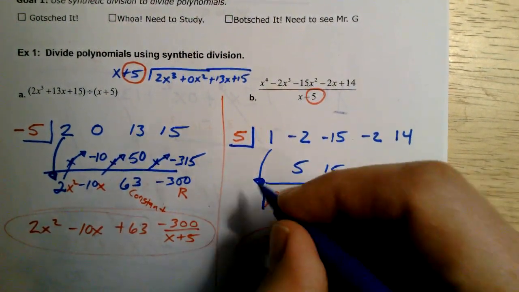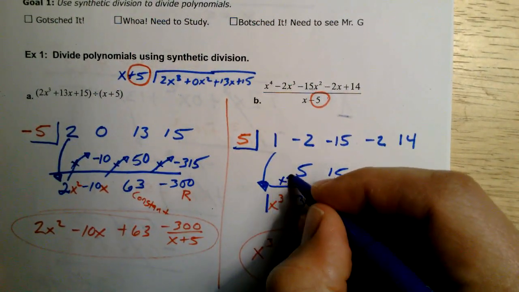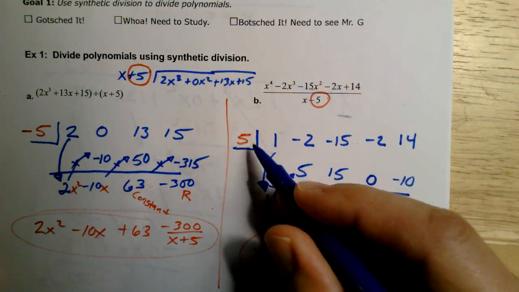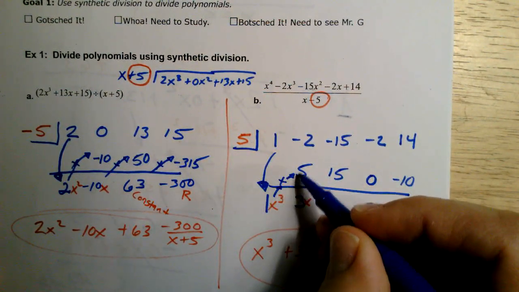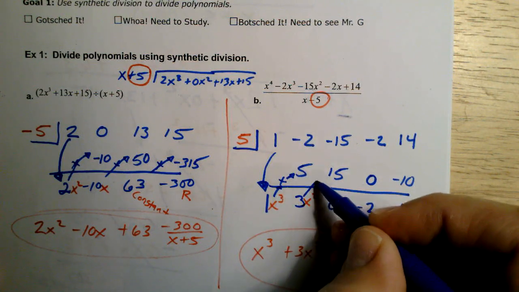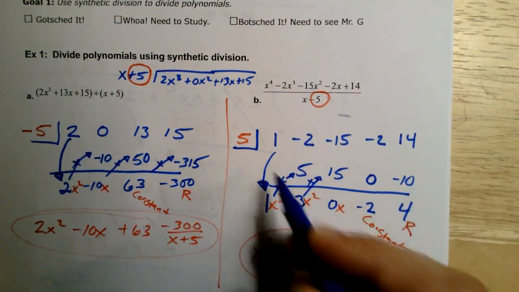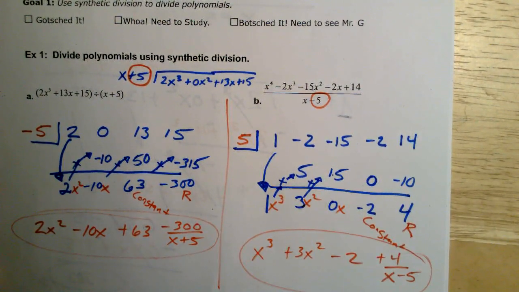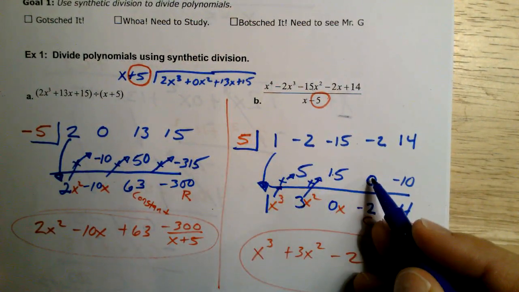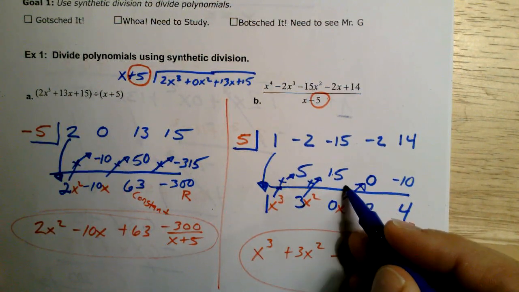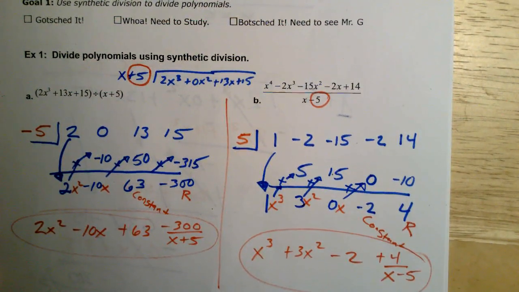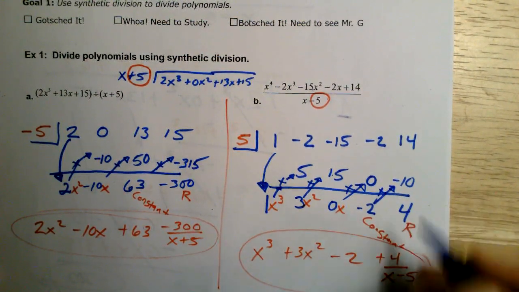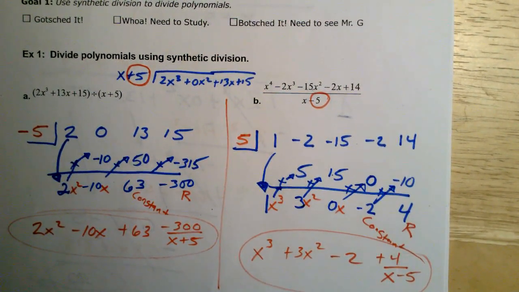Okay, so again, to get this number, we multiply. So from here to here is multiplication. So bring it down. 5 times 1 is 5. Add down. Multiply to get here. 5 times 3 is 15. Add down, they cancel. Multiply. 0 times 5 is 0. So as I'm getting that diagonal number, I'm getting multiplication there. 5 times negative 2, multiply. That's negative 10. Add down. Okay.